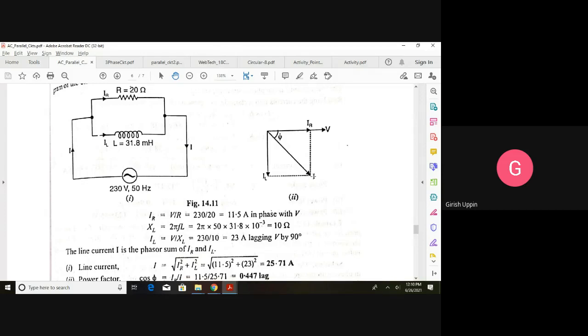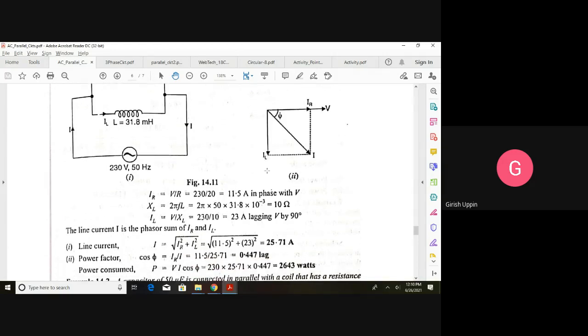Now, how can we calculate I? I is equal to square root of IR square plus IL square, right? It forms a right angle triangle. So we can calculate like this. The line current I is equal to square root of IR square plus IL square, and if you substitute, you will get 25.71 amperes.